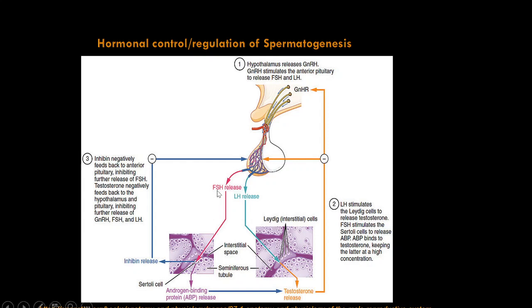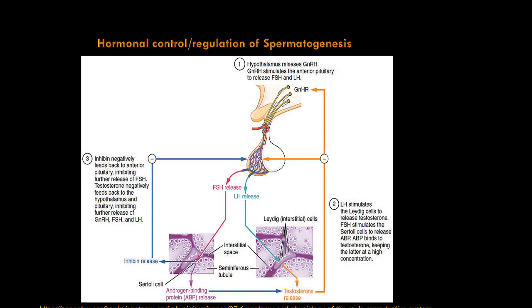Now the second step is the LH will stimulate the Leydig cells to release testosterone, and the FSH will stimulate the Sertoli cells to release the ABP or the androgen binding protein. The testosterone is released by the Leydig cells. It binds with the androgen binding protein. This helps to keep the testosterone at quite a high level inside the seminiferous tubules.